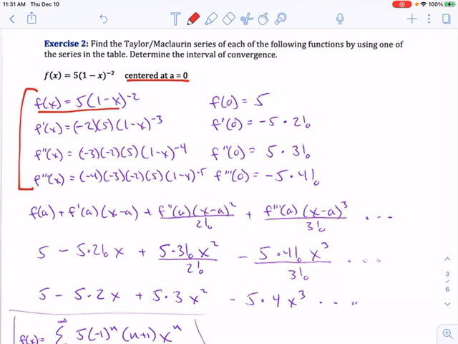So I start by writing out the function and then evaluating that function at a equals 0, which is 5. Then finding the derivative of f of x. And again, I'll leave it up to you. These are very easy derivatives to find. And then evaluating that at 0.